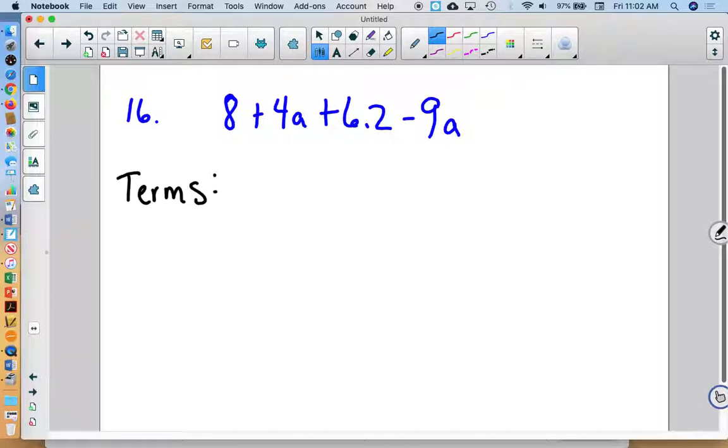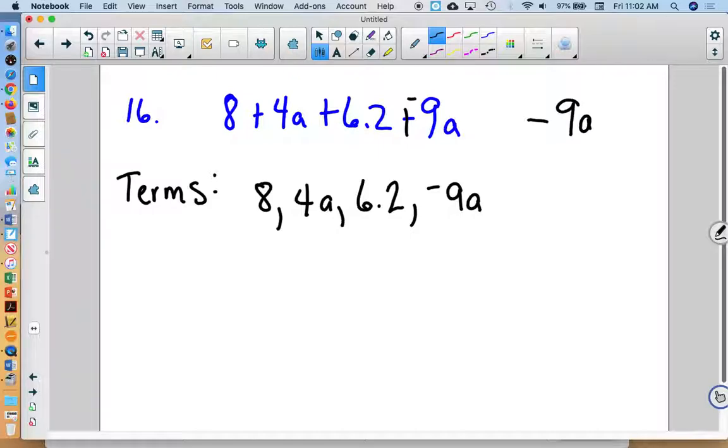Jorlin. 8, 4a, 6.2, and 9a. Should I do something before I do that 9a? That opposite. Very good. So now the other term is negative 9a. I either have to keep that sign that was the minus connected, or I need to change it to add the opposite. Either way is acceptable. Now, does everybody agree? Those are the terms.